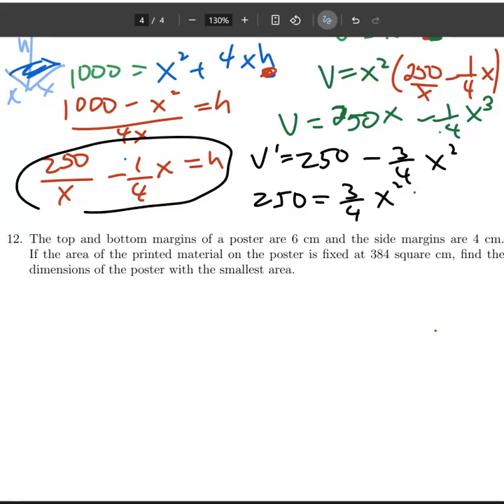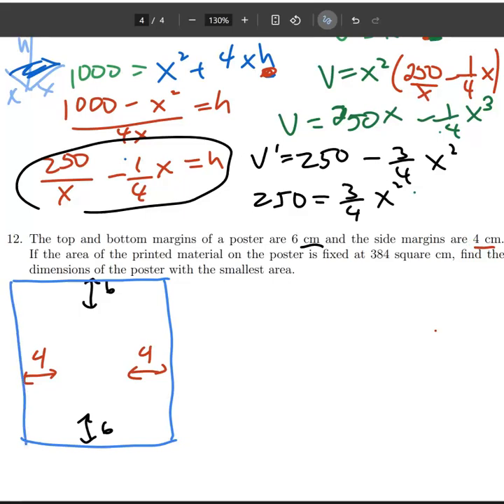All right, so we've got a poster, and they say the top and bottom of the poster has margins, 6 centimeters at the top and bottom, and 4 centimeters at the sides. So that means there's 4 and 4 here, and then 6 and 6 here.